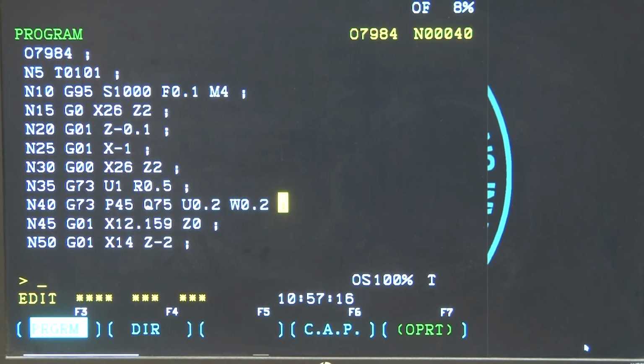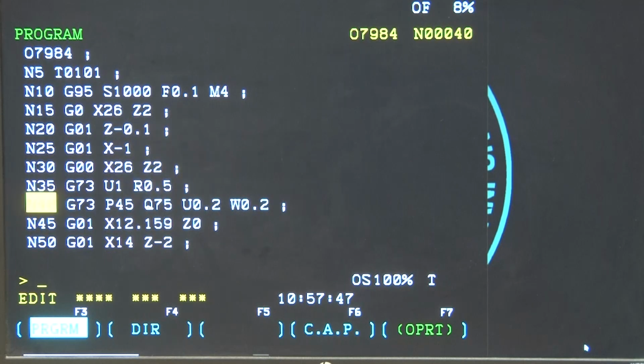Then the U1, U means the depth of cut, and U stands for the incremental. Okay. So, R is 0.5. So, U is the incremental and 1 is the value, okay, that incrementally you are giving the depth of cut and the value is 1. R is 0.5, R is the retract height after depth of cut finishing.